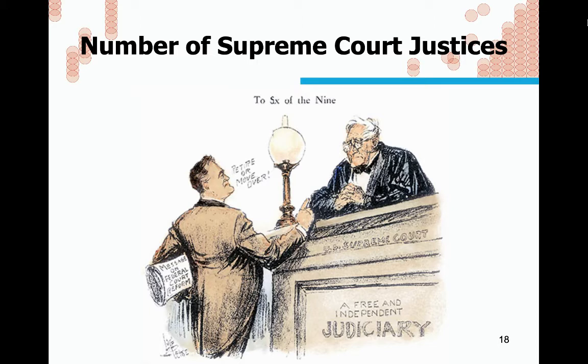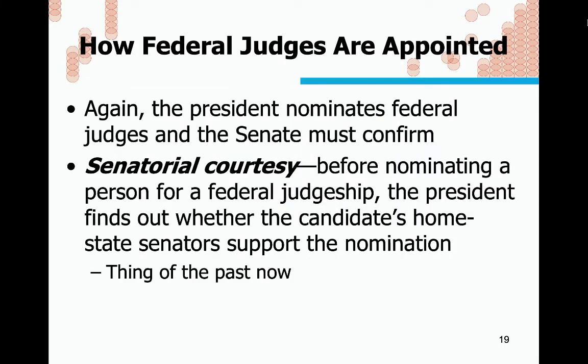I don't think it's going to happen in the immediate future, but that's my hunch. But it's always there. If you've got unified government, it's always a possibility if you can get enough votes in the Senate in particular to support the idea. But anyway, how federal judges are appointed.